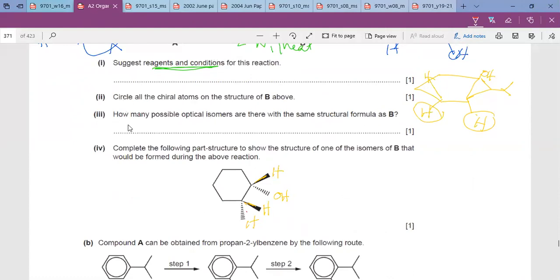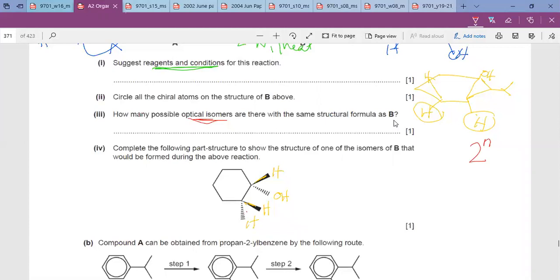Now, the question here says how many possible optical isomers are there in the same structure as B. Now remember the number of isomers for optical or cis-trans has the formula what? Remember, 2^n, is it not? This is for optical as well as cis-trans.